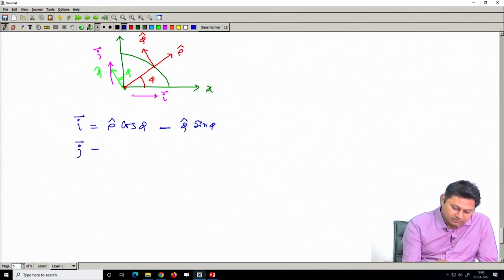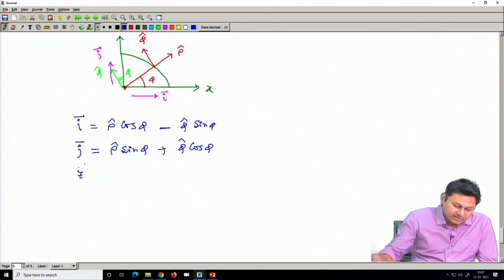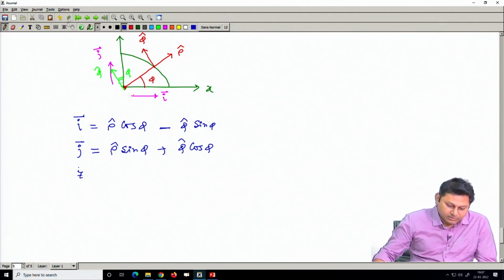Okay. What about the decomposition of the j component? This is straightforward. j is along this direction. I can decompose it along rho. So, if I do that, then it should be simply rho, and this angle is phi. So, that means it is sin phi, plus if I decompose along phi direction, it should be phi, and this component is simply cos phi. What is z? In both the cases z is same. So, I should not write it z, I should write it k.